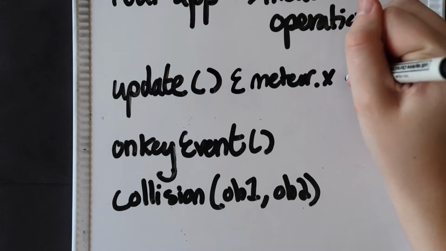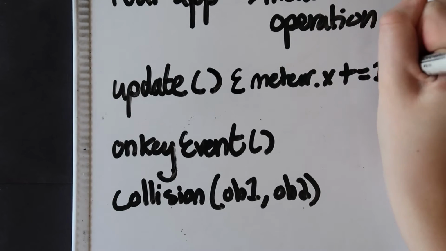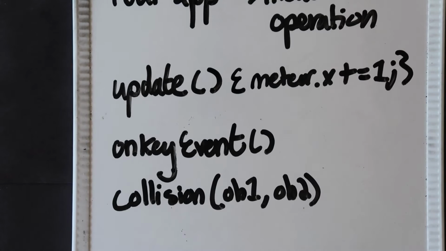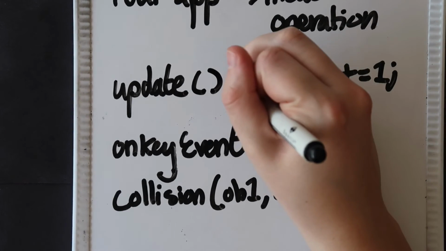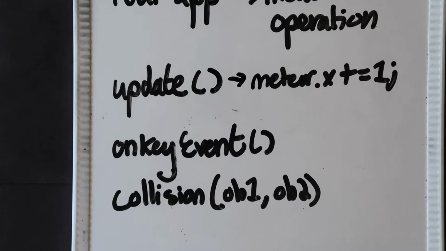Here, we're assuming a little bit and that there is a meteor instance, and that meteor instance has an x instance variable that we're accessing, and that's okay. In this function, we are updating the meteor instance and incrementing its position by 1.